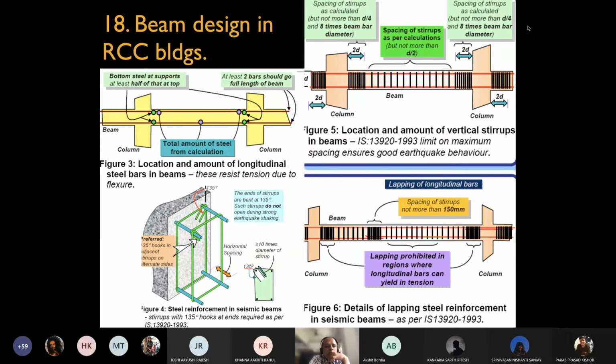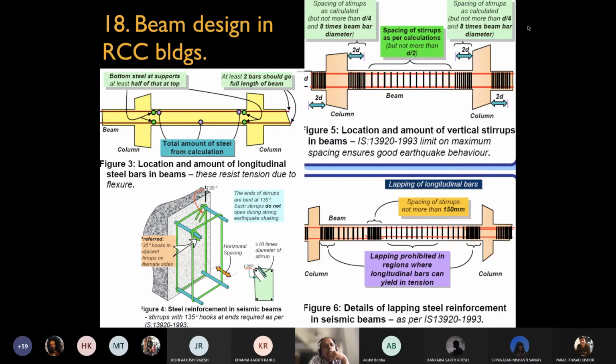On the left hand side, you see how the stirrups are turned. They are not left at 90 degrees alone. They are turned 135 degrees to get a firm anchorage. So even when the earthquake happens, the stirrup is not going to split up and open up completely.